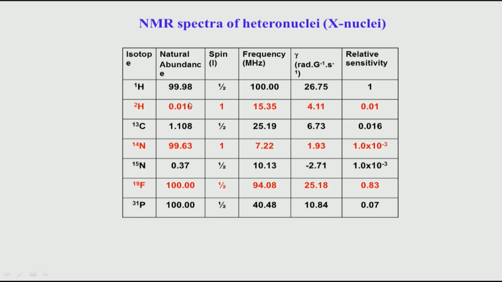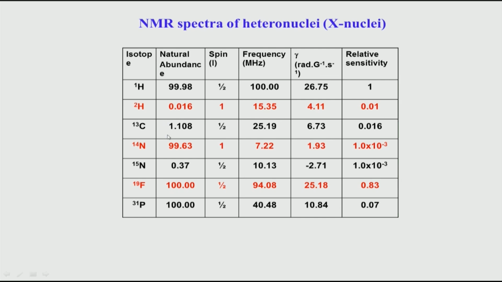What is done here is you multiply the natural abundance by the gamma, scaled with respect to proton, and then you get the value of sensitivity. For example, for deuterium, if you multiply these two, it turns out to be 0.01, that means it is approximately 100 times less sensitive than hydrogen.